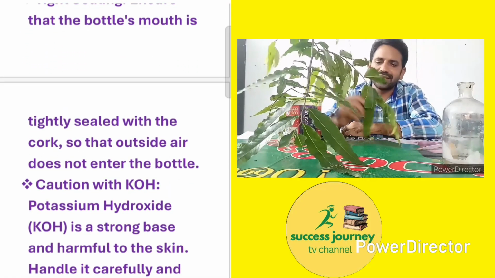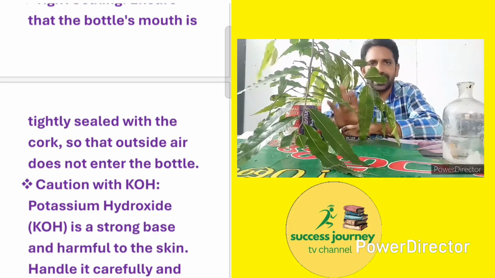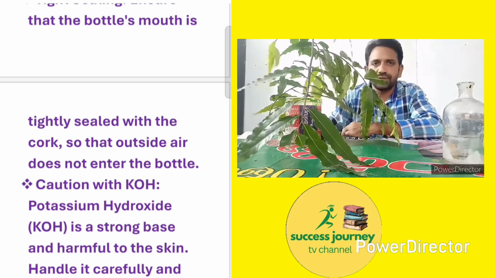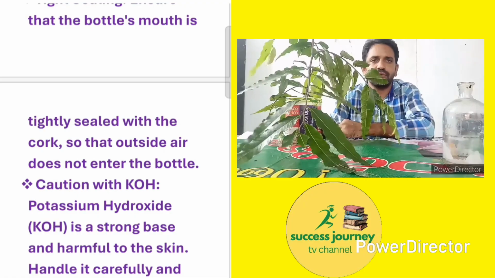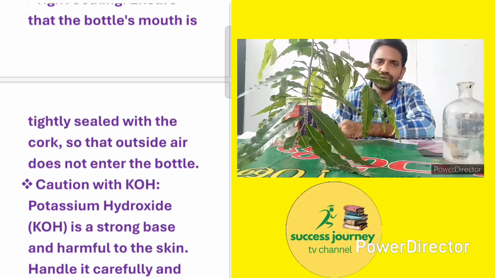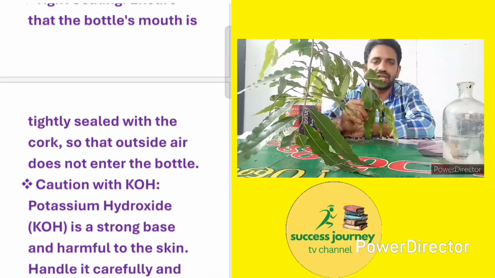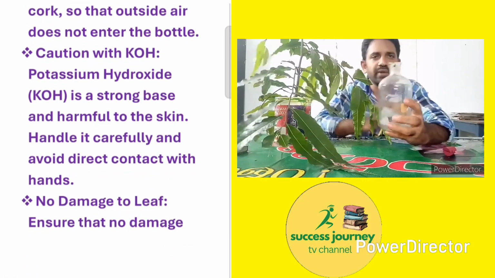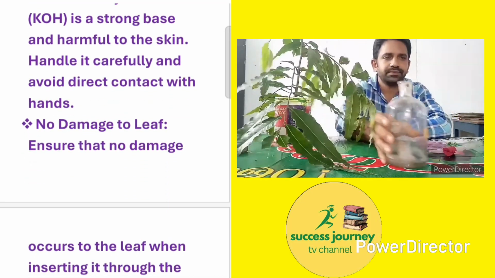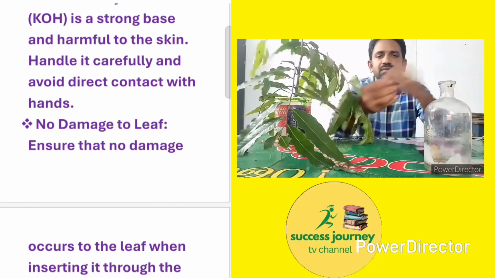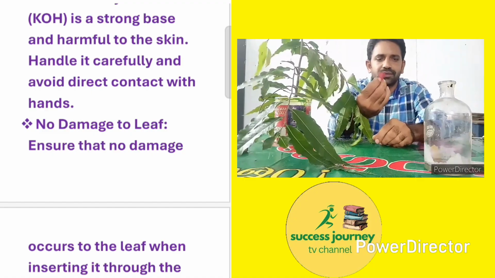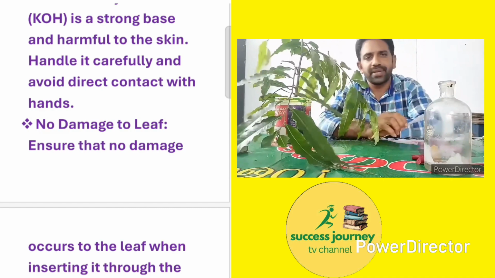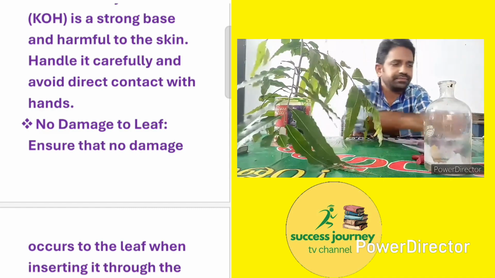Next precaution, caution with KOH. Potassium hydroxide is a strong base and harmful to the skin. Handle it carefully and avoid direct contact with hands. So when we pour the potassium hydroxide, we should take proper care while pouring the KOH solution into the transparent glass bottle. Next, no damage to leaf. This is also an important precaution. Ensure that no damage occurs to the leaf when inserting it through the cork. So insert the leaf through the vertical split cork properly without damaging the leaf.